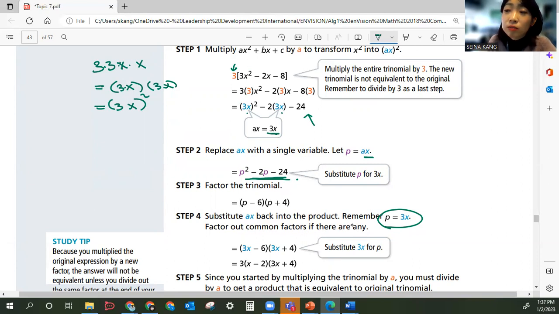And then you can factor out common factors, which seems to be 3. It's going to be your a, your coefficient, okay? And that could be taken out here.